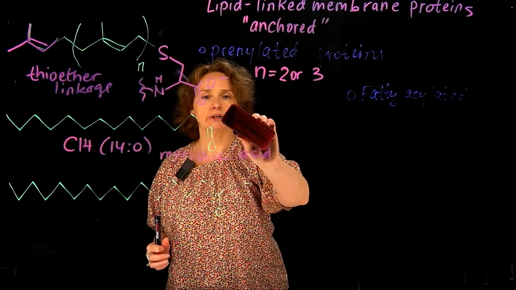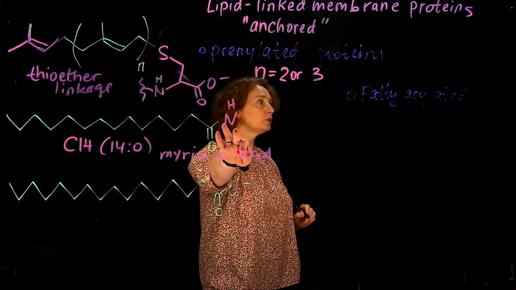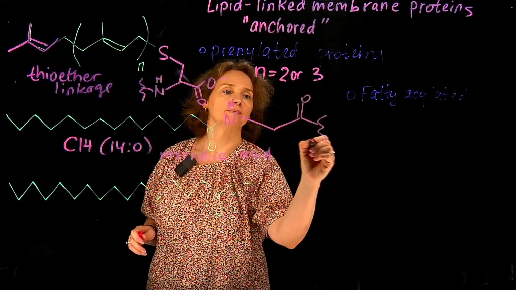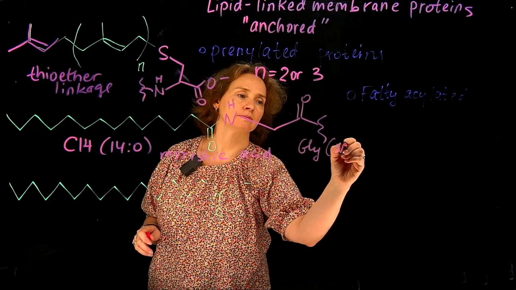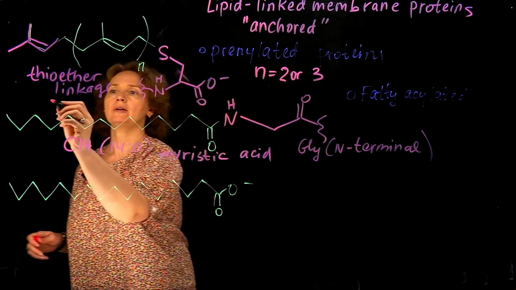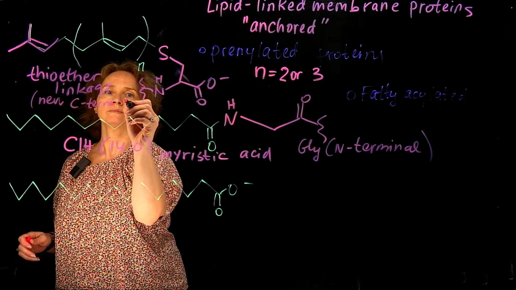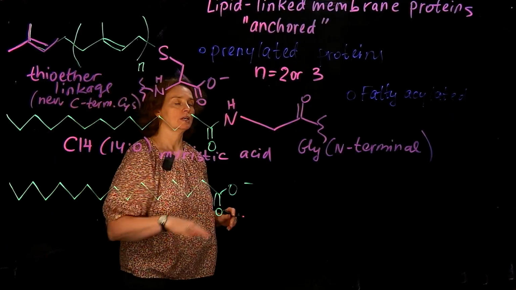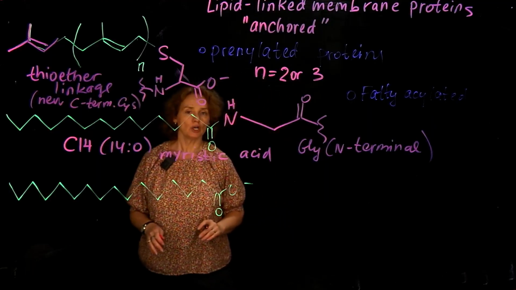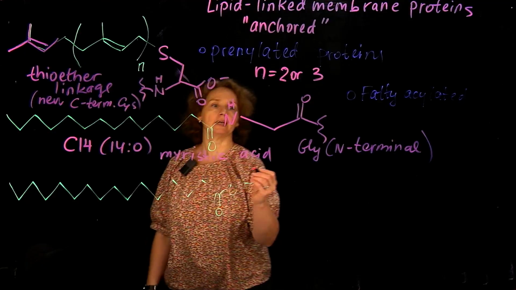So I will have to erase over there, and put an amino group, and that amino group will come from the N-terminal glycine residue. Right? So here we have cysteine, and it becomes, after processing, the C-terminal cysteine residue. And in case of myristylation, we have N-terminal glycine to which that fatty acid is attached via amide linkage.